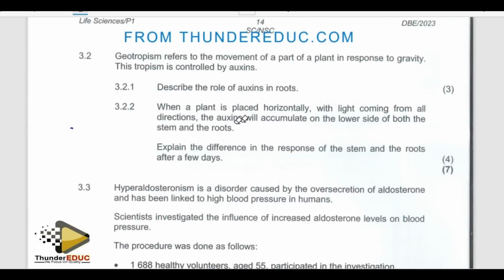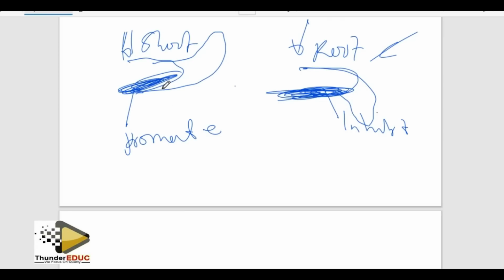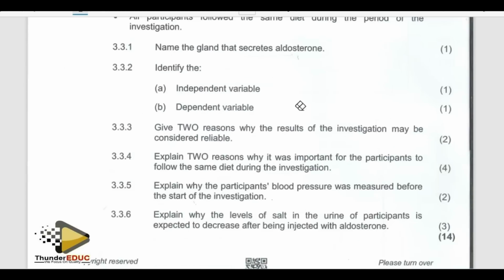The second question: what they are looking for is to show us that in shoots, high concentration promotes growth, resulting in the bending of the shoot to a source of light. And in roots, high concentration results in inhibition, or limiting growth, resulting in the root bending to the ground or away from the light. Yes, let's go to the next question.